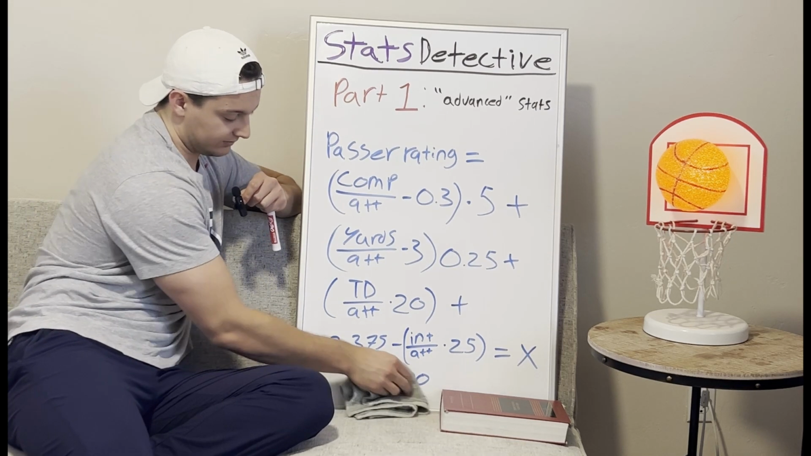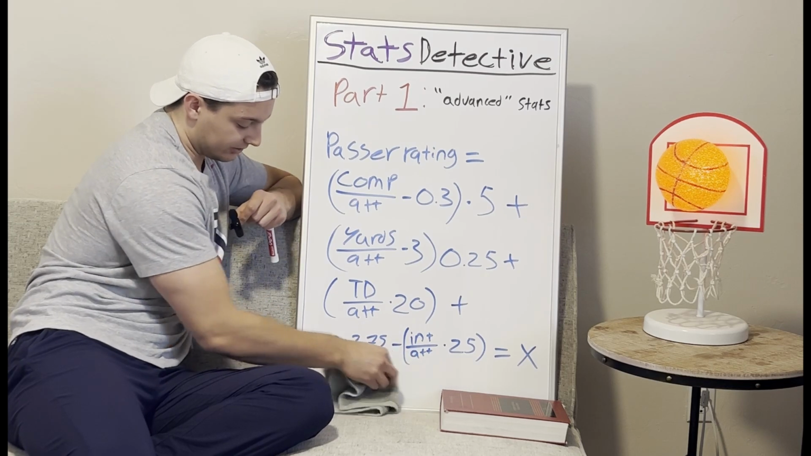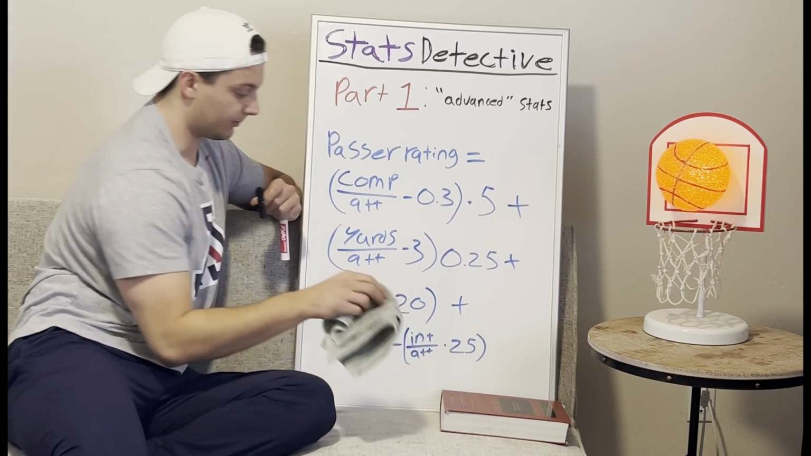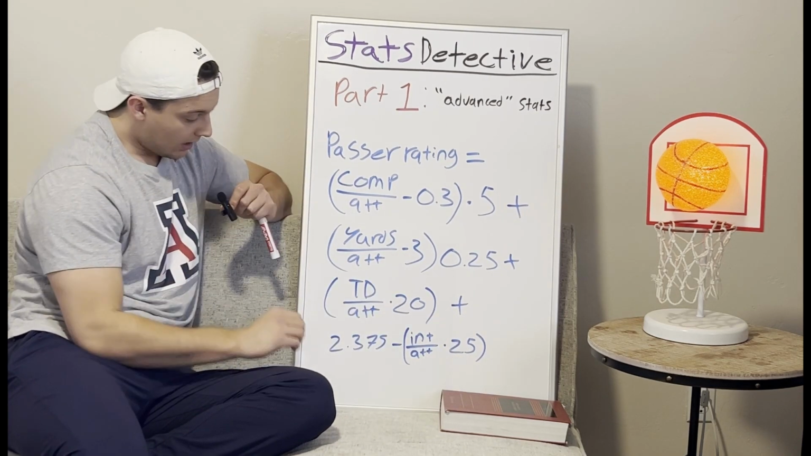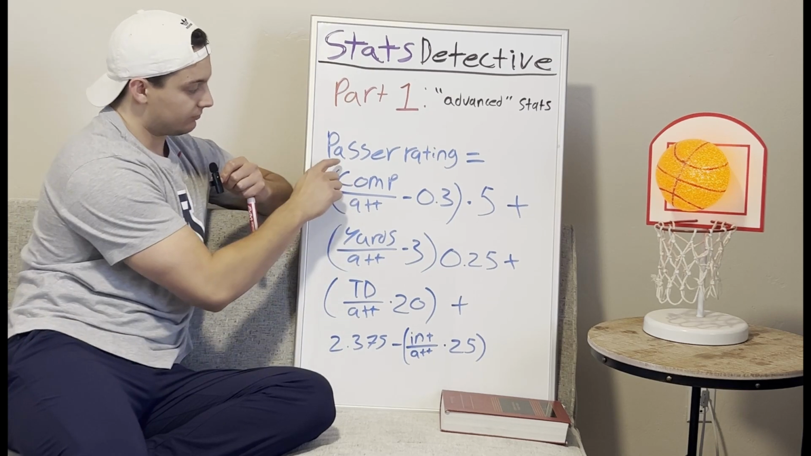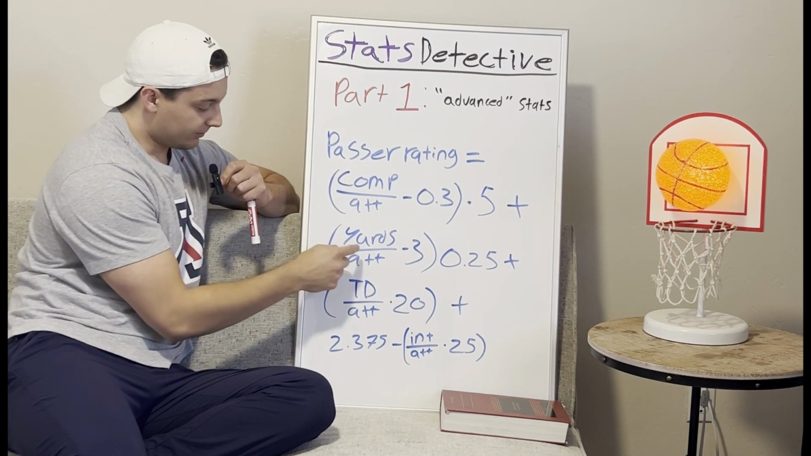So we can ignore this. This is fine. It doesn't do anything to the actual number, QBR. It just scales it. Okay, so we don't care about that. Now we're left with a bunch of stats. That's fast rated. We're left with a bunch of individual stats.